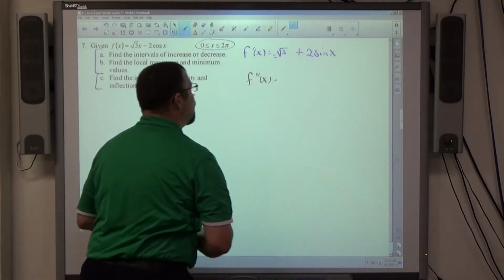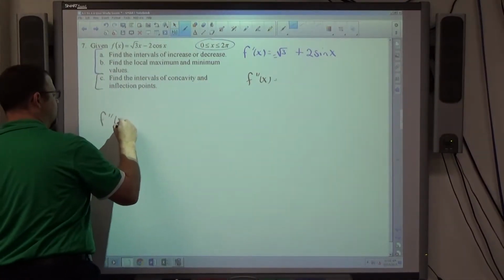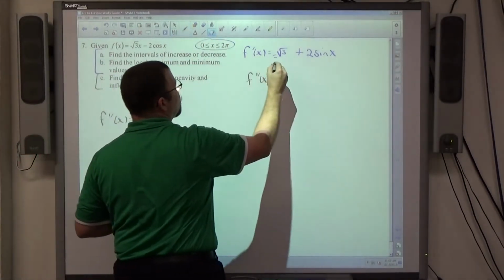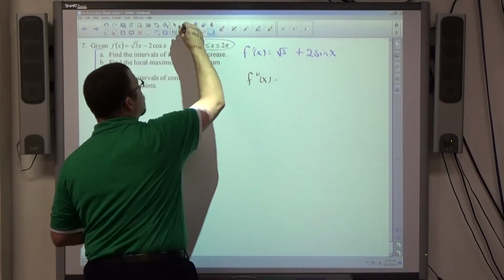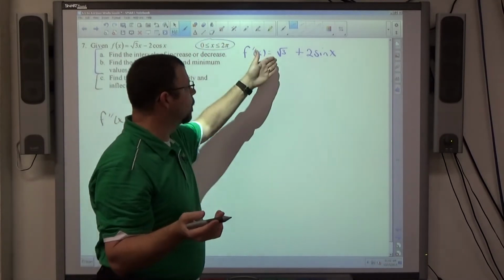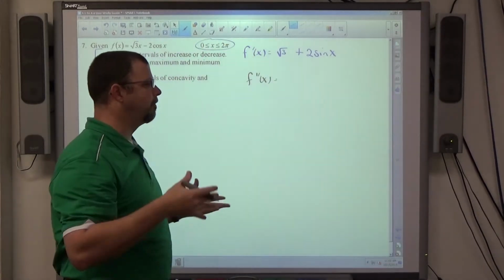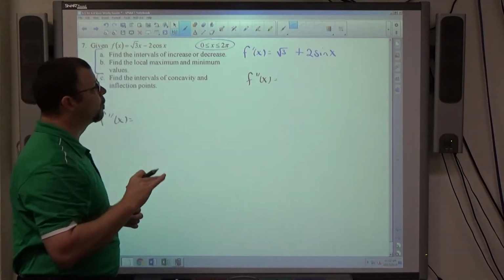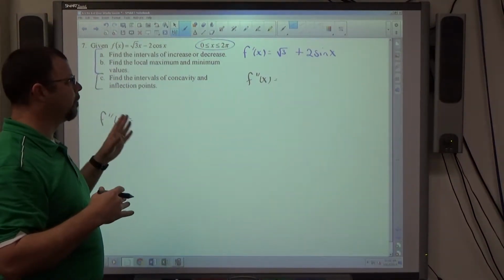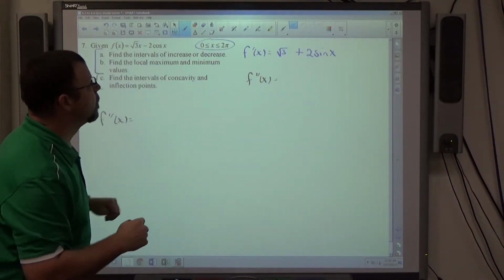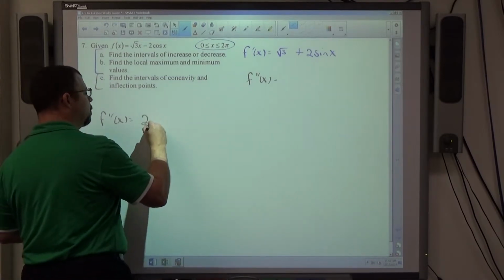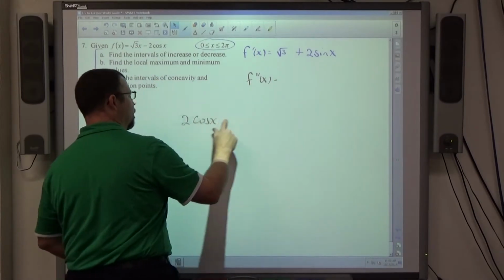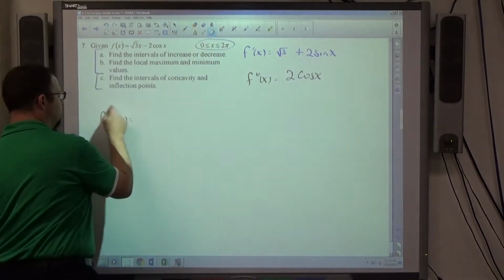Moving on to f double prime. The derivative of the square root of 3 is 0. Again, that's the square root of a number. The square root of 17 is 0, the square root of negative 5 is 0, the derivative of the square root of 3 is 0. So the derivative of a number is 0, so that's irrelevant. The derivative of sine of x is cosine of x, so 2 cosine of x is the derivative of 2 sine of x. So there's my second derivative, simplified as much as possible.